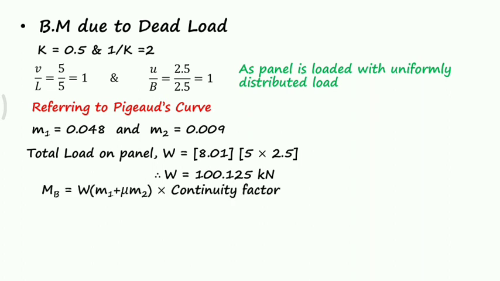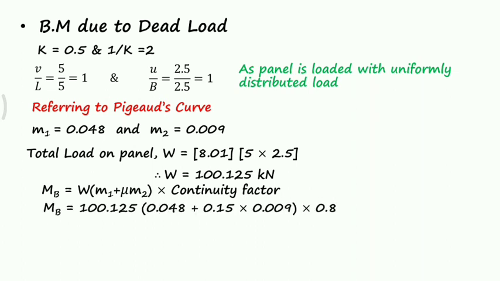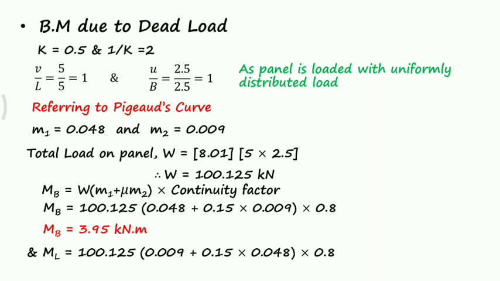So MB is W (M1 plus mu M2) into continuity factor. Since the slabs are continuous, MB is equal to 100.125 into (0.048 plus 0.15 into 0.009) into continuity factor of 0.8. We'll get MB as 3.95 kilonewton meter. Similarly, ML is 100.125 into (0.009 plus 0.15, the Poisson's ratio mu, into 0.048) into 0.8 as the continuity factor. So we'll get ML as 1.3 kilonewton meter.